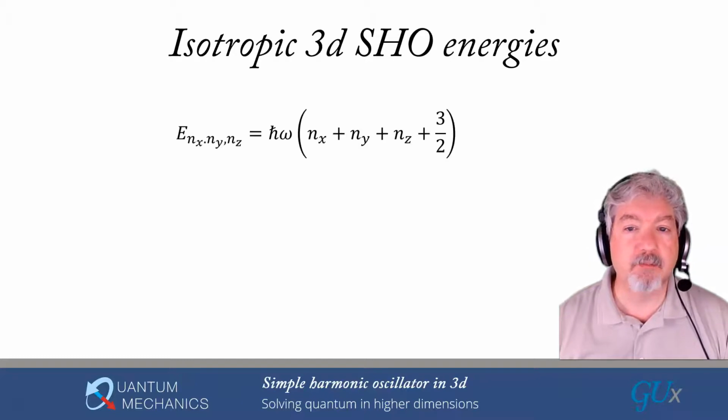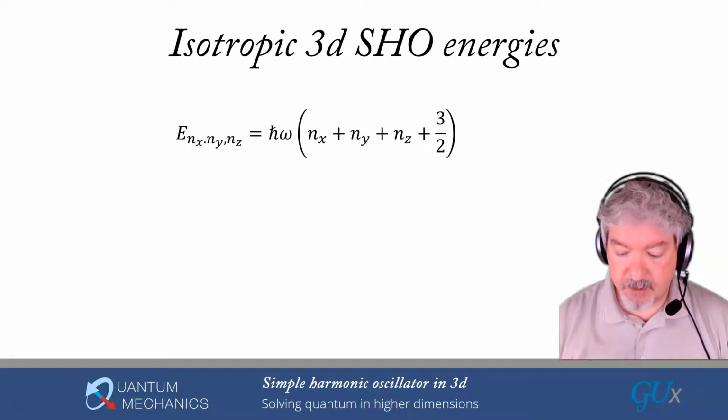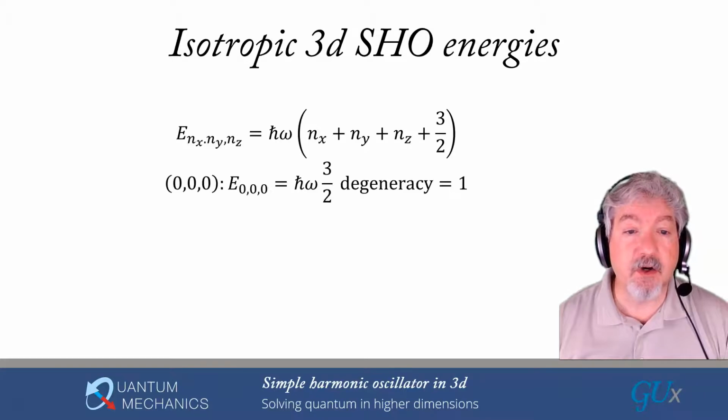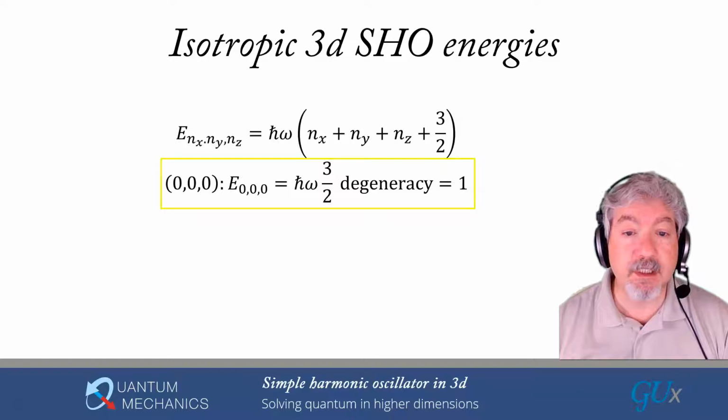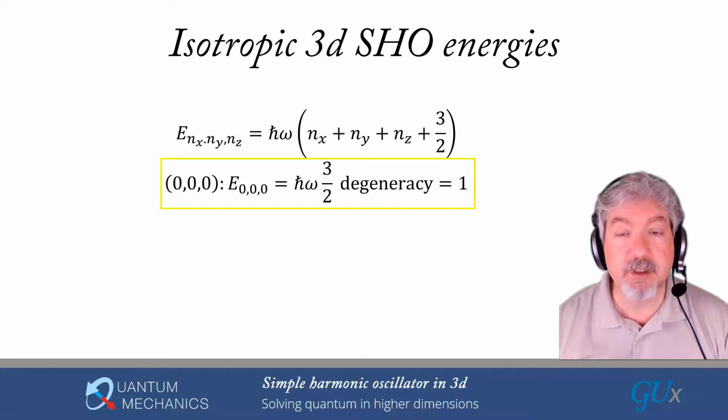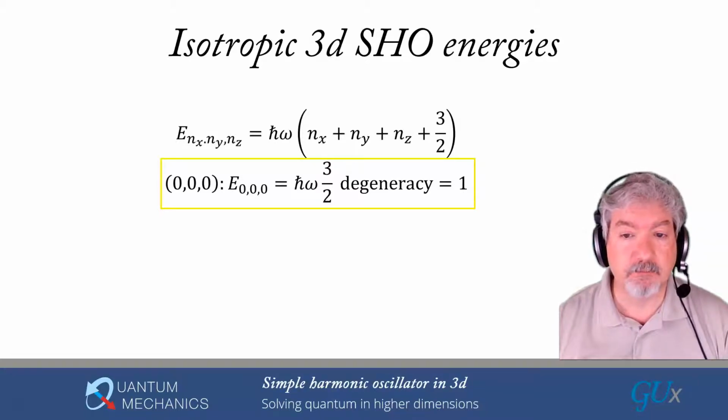So let's start by looking at the ground state. The ground state corresponds to each of those indices equal to 0, and so I just get h bar omega times 3/2. There's only one way I can have each of those three indices equal to 0, and that's to have all of them 0. So the degeneracy is just 1.